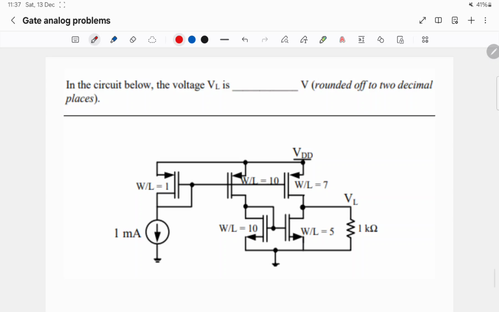Okay, this question we have solved already in one video. So 1 milliamp, here 10 milliamp, here 10 milliamp, here it will be 5 milliamps, here it will be 7 milliamp, and 2 milliamp will flow here, so the output will be 2 volts.